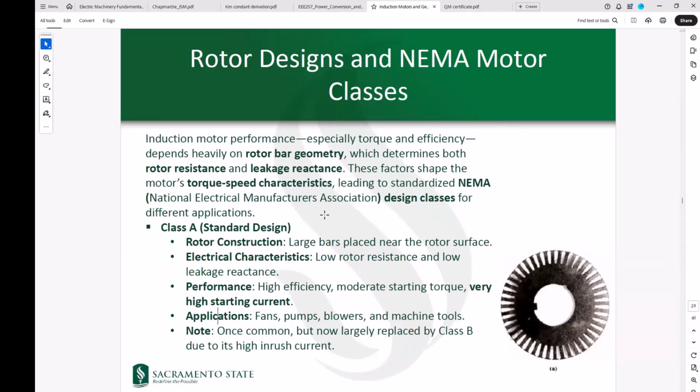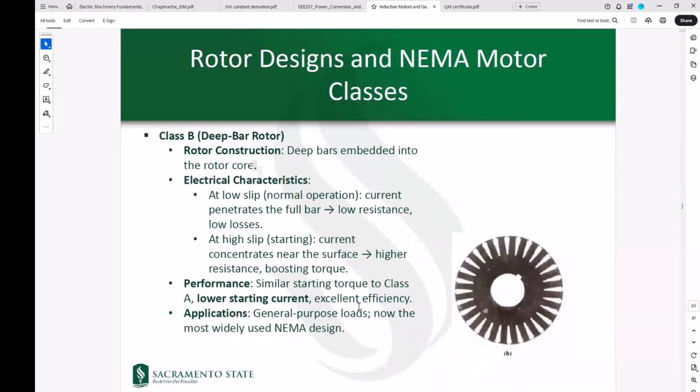Once this design was very common, but now it's been largely replaced by Class B due to the high inrush current. So inrush current is the current at startup of the machine, which is quite high in this Class A design. So therefore, we have another design, which is Class B.